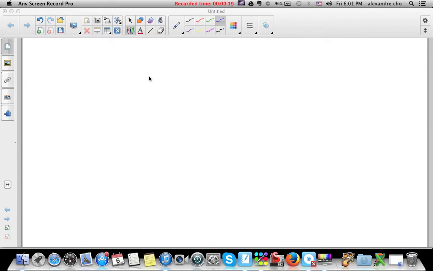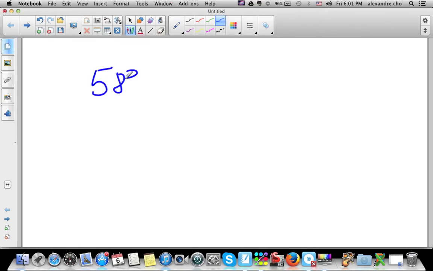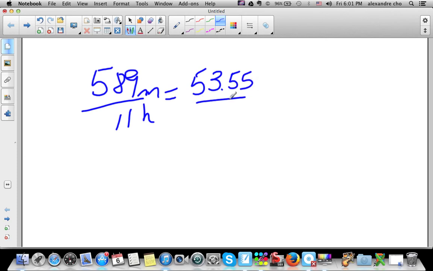So question one: which rate is the fastest? In order to do this, you need to find a unit rate for each one. So I already have my answers here, but I will write it down. 489 miles in 11 hours, and that gives you 53.55 in 1 hour. Make sure you divide top and bottom by 11, giving you the rate per hour.